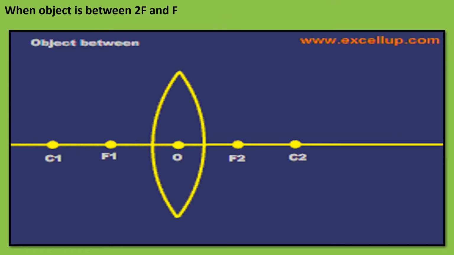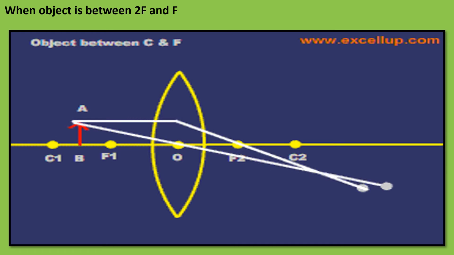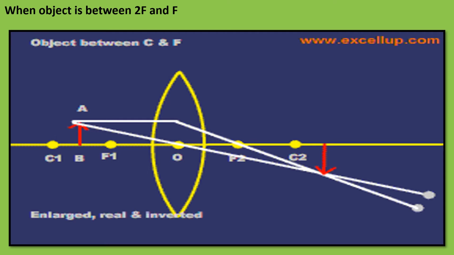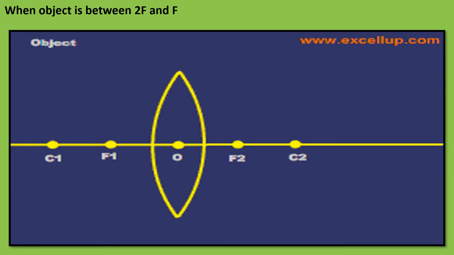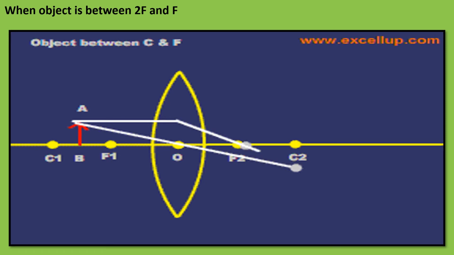When the object is placed between F and 2F, the image is formed beyond 2F. This image is larger in size than that of the object. It is inverted. It is real image. Again, look at the ray diagram, how it is forming, and you need to practice these ray diagrams.